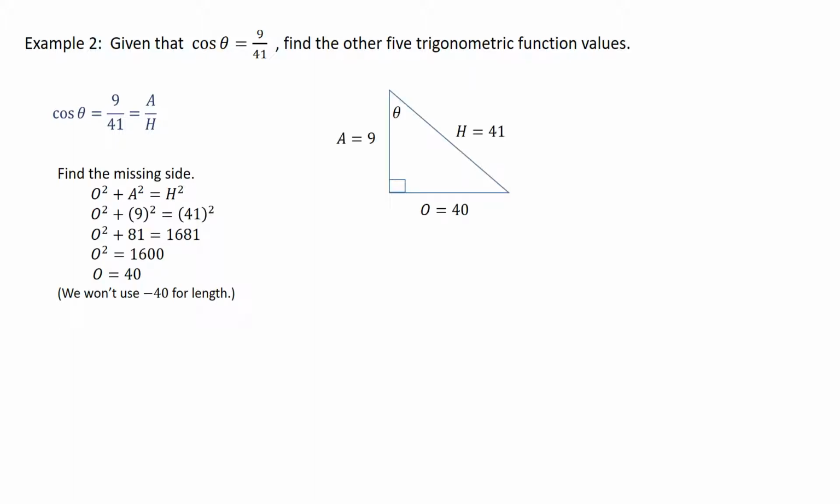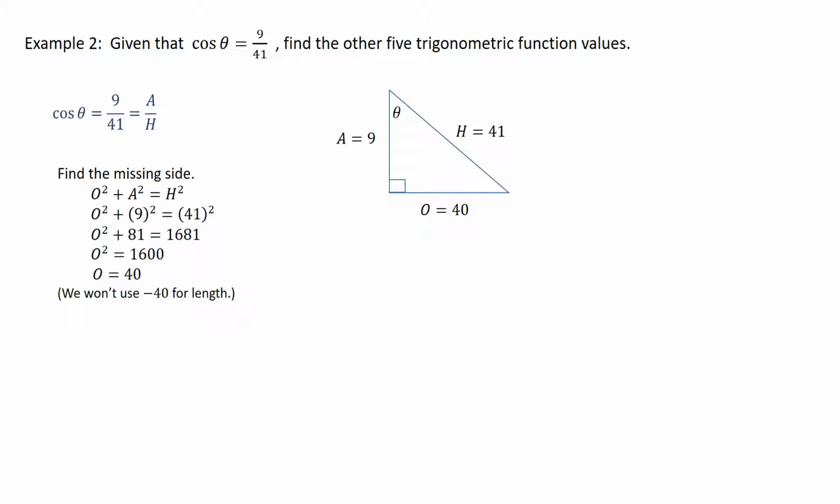So we're going to use Pythagorean theorem to find the opposite side. So O squared plus 9 squared is 41 squared, gives us O squared plus 81 is 1681. So O squared is 1600. Now the square root of 1600 gives us 40. We will not use negative 40 for the length.